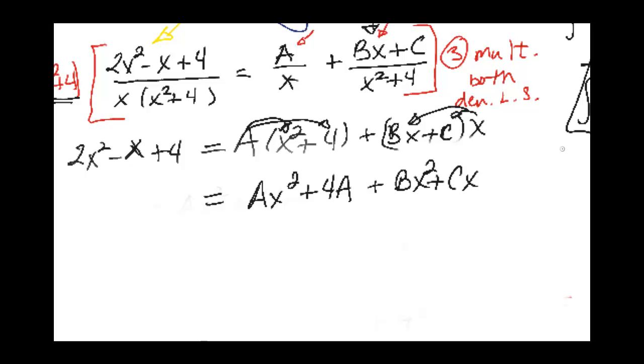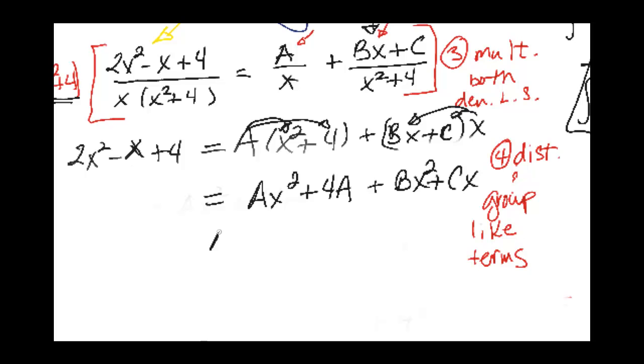So what we're doing now is the fourth step. The fourth step is to distribute and combine like terms, group like terms. After that, we're going to equate the coefficients.